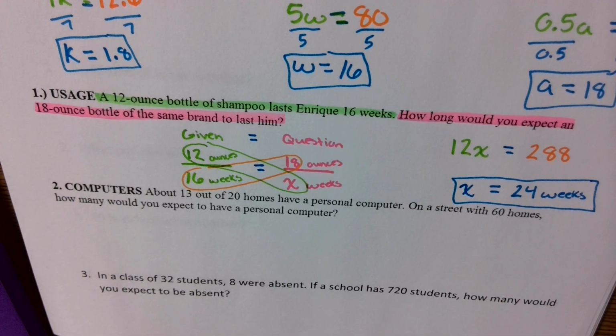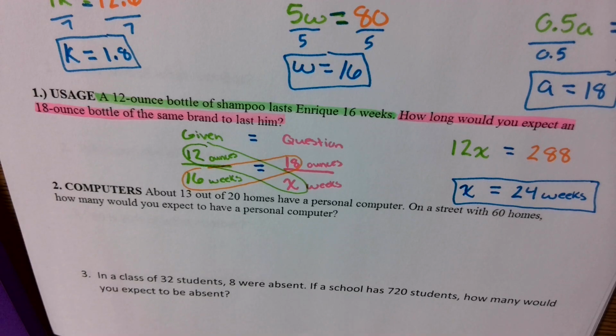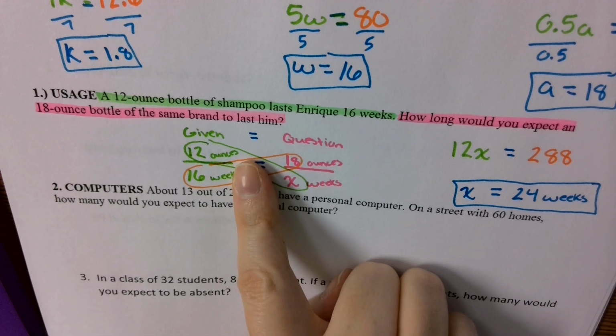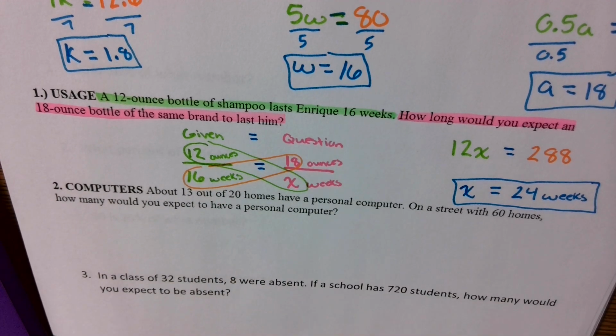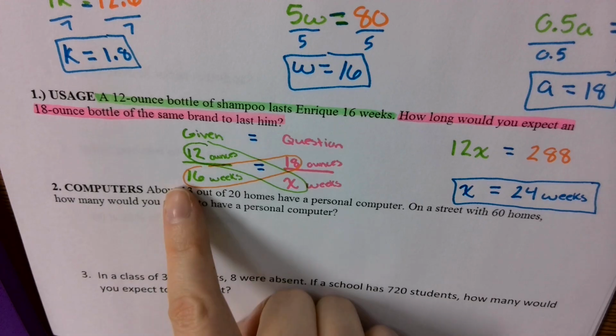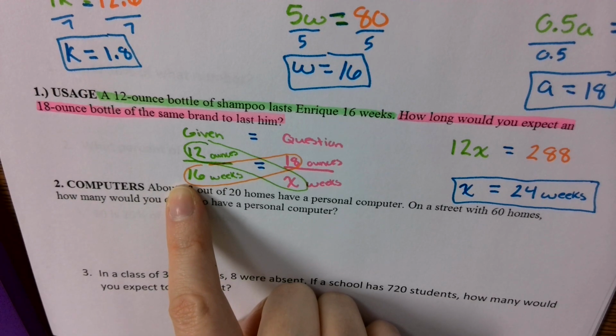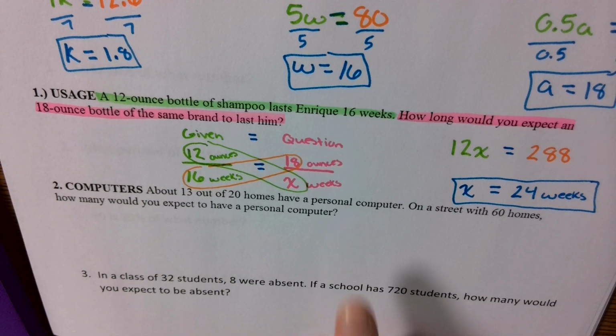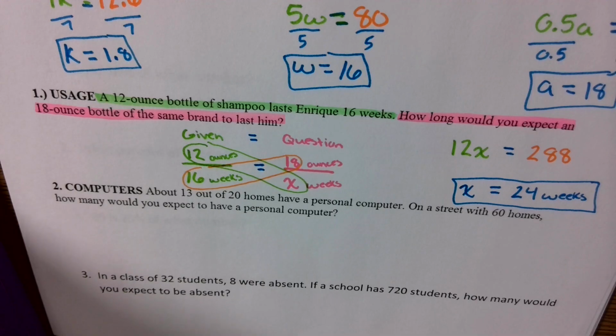So again, the nice thing about the word problems is that you are setting up the ratio how you want to set it up. But you can only set up the first one however you want. The second one will be determined based off of how you set up your first. Okay? So I want you guys to go ahead and try number 2 and number 3 on your own.